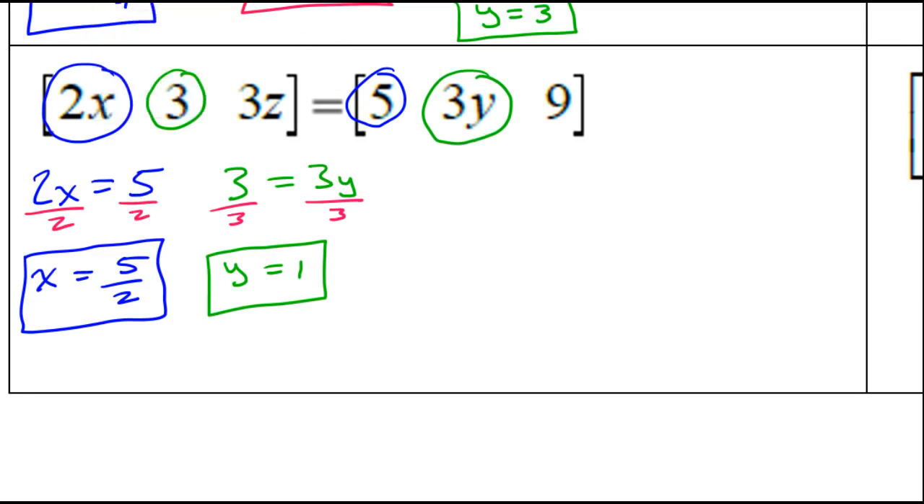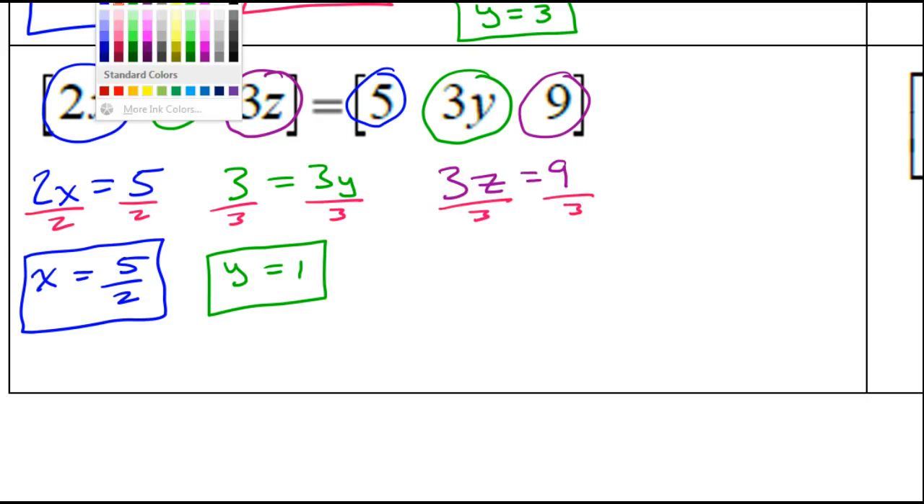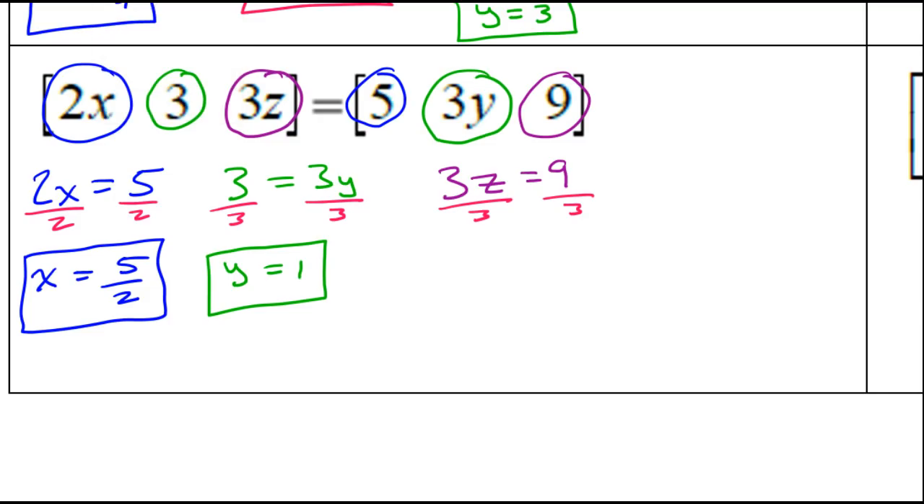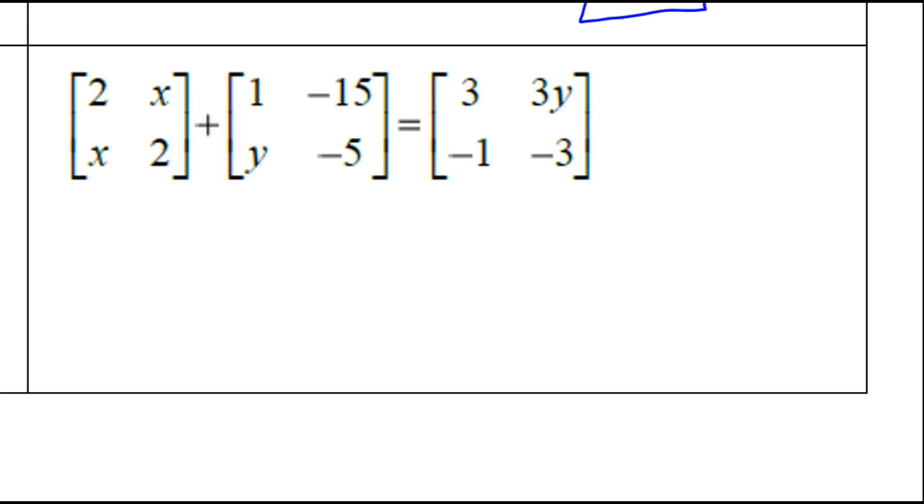And one more time, I can set these corresponding elements equal to each other. So 3z is equal to 9. And then I can divide both sides by 3. So that'll give me z is equal to 3. All right, let's do one more problem.